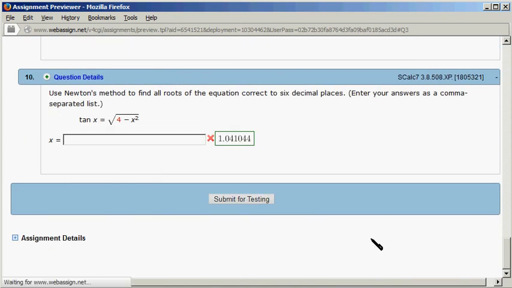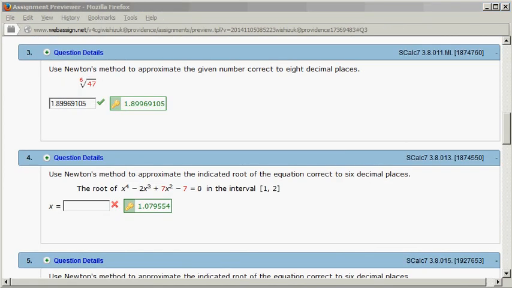Submit for testing. Right, it came back. Looks like we got this value correctly. All right, that's it. I hope that this was clear.